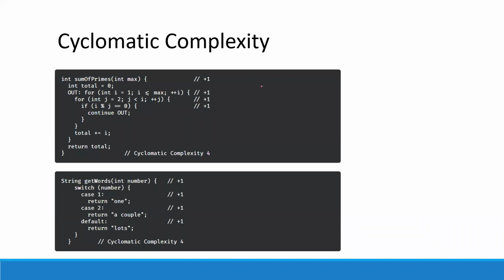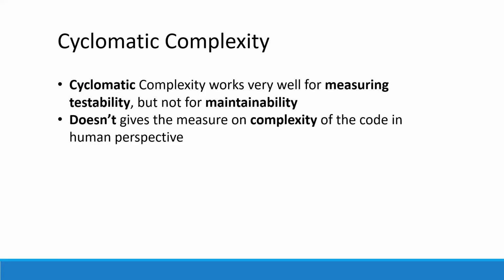But if you calculate cyclomatic complexity, will you be able to tell which is the better option mathematically, from a mathematics point of view? Because in both the cases, cyclomatic complexity is 4 only. What is cyclomatic complexity? Cyclomatic complexity will tell whether your code is testable or not.